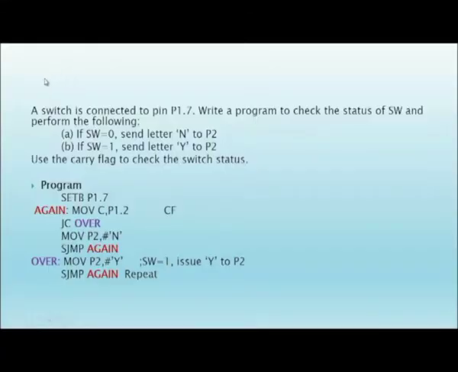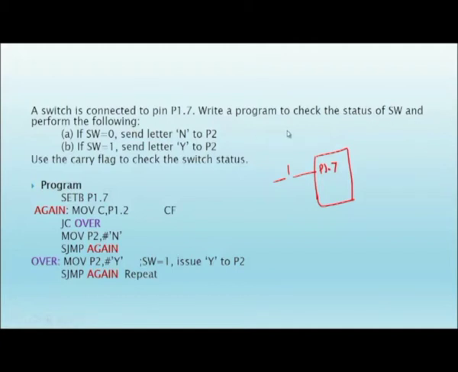So, now we will discuss the next program. A switch is connected to P1.7. One switch I have connected; this is the switch at P1.7. So, here I have connected one switch. Write a program to check the status of the switch and perform the following.